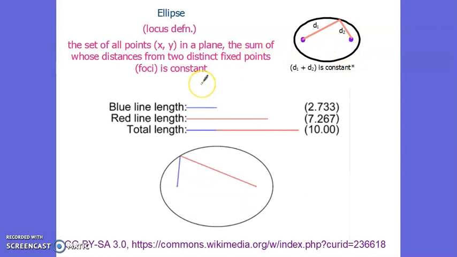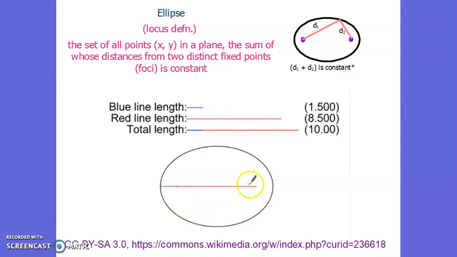Remember with parabolas we had what we called the focus. It was always inside the curve. On an ellipse there are two foci, again both inside the curve, and the distance from the focus to the edge of the ellipse plus the distance from that point to the other focus, or d1 plus d2, will always be constant.